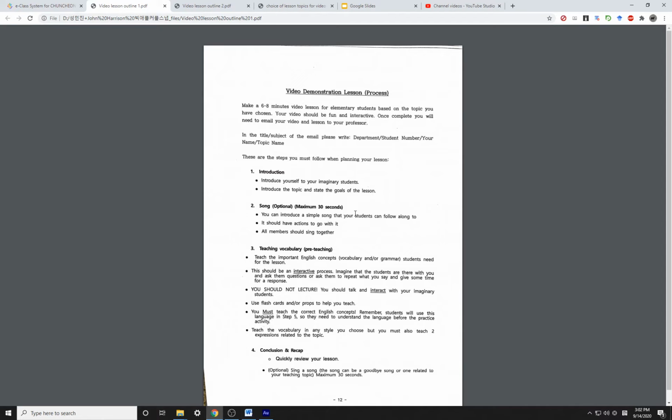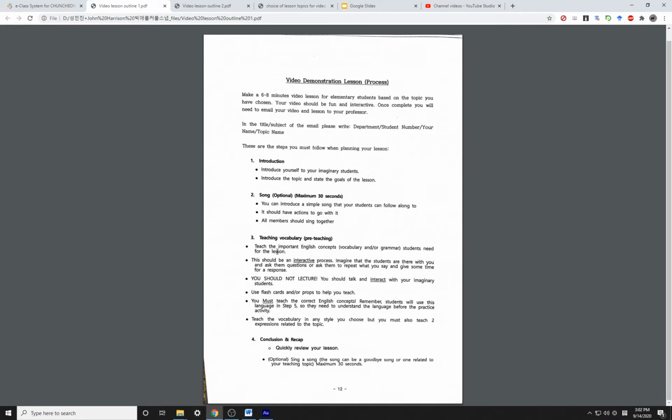Now, teaching vocabulary, the pre-teaching. What are the students going to need to know for the lesson? And try to imagine if students are actually there and they're interacting with you. I do this sometimes with you.